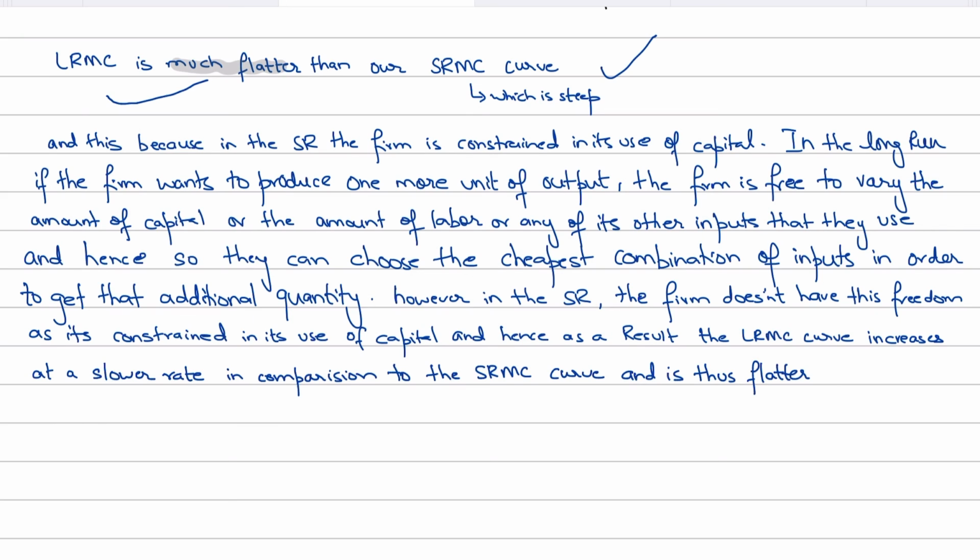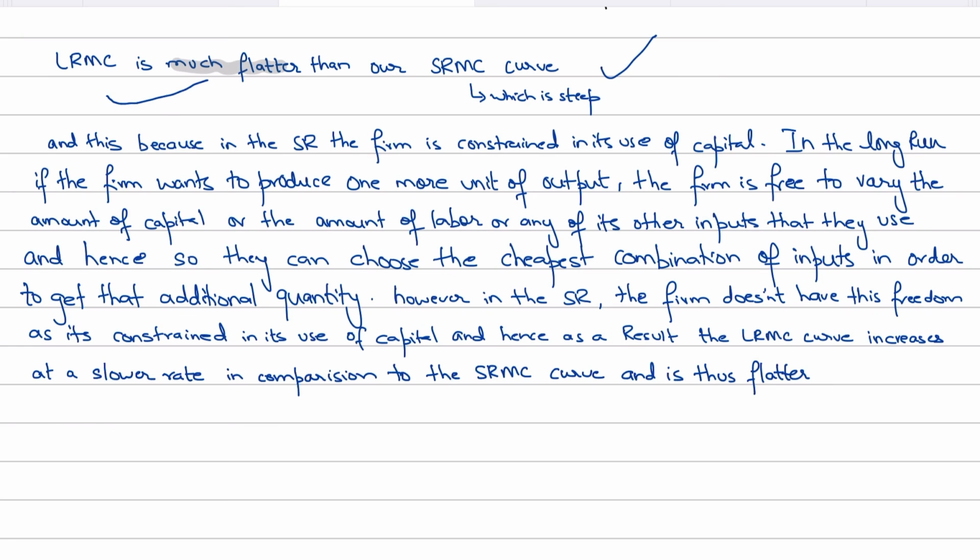They could open another plant or factory, or they could even increase the amount of labor or any other input that they use, right? And they could do so using the cheapest possible combination of inputs, that is, using the optimum mix of inputs, in order to produce that single additional quantity in the long run. And because of that reason, the long run marginal cost curve is much flatter.